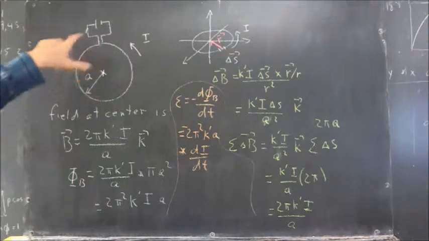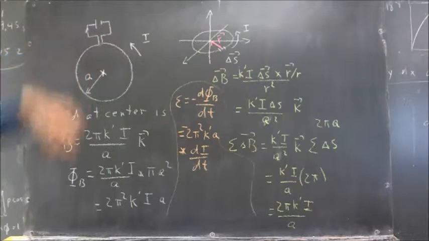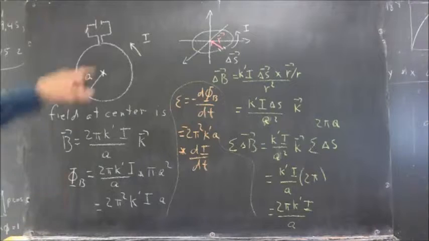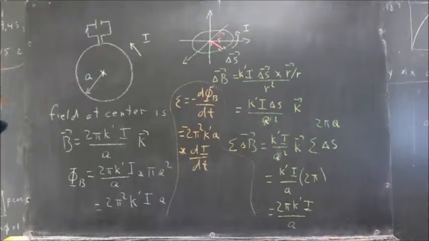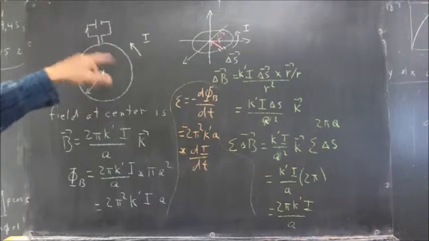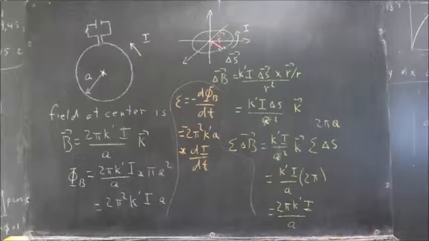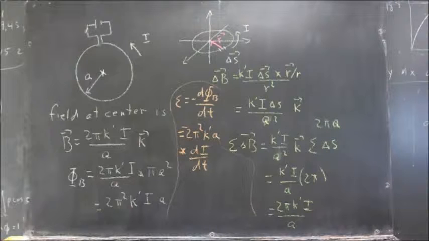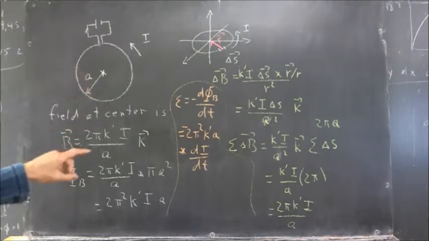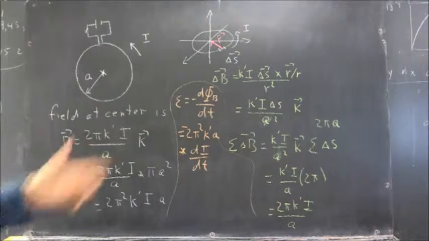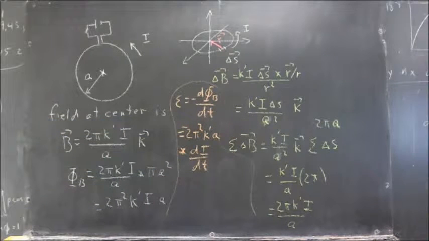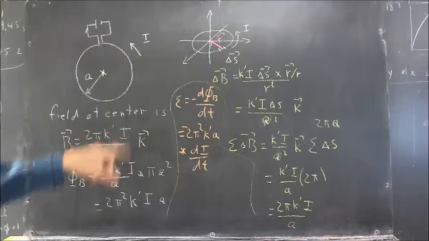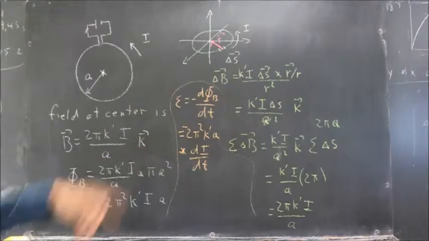And we assume we have some sort of resistance. This wire has resistance. Maybe we have a resistor in here somewhere. But in any case, we drive a current I in a loop of radius A. Now, when the current is I, the field at the center of the loop is, as we've developed elsewhere, B equals 2 pi K prime I over A times the K vector.